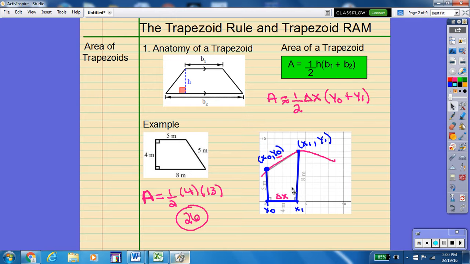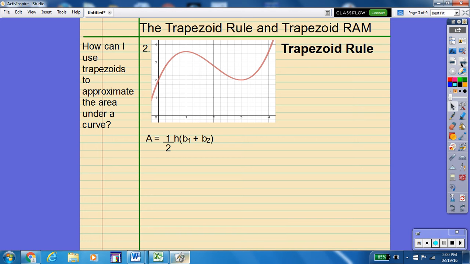And this is still 26. Nothing has changed. Still 26. It's just that we've rotated. It looks a little different. Okay, let's go to our next slide.